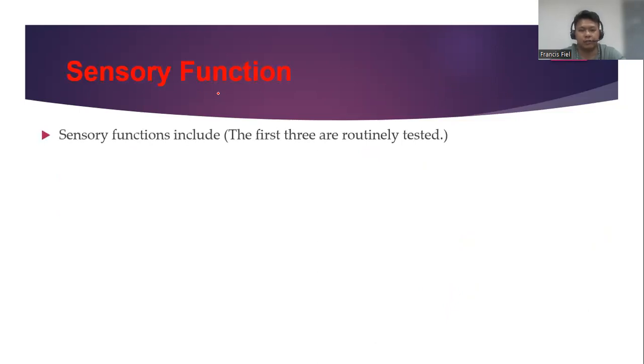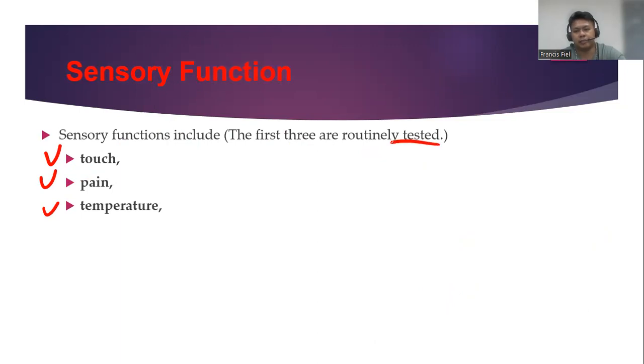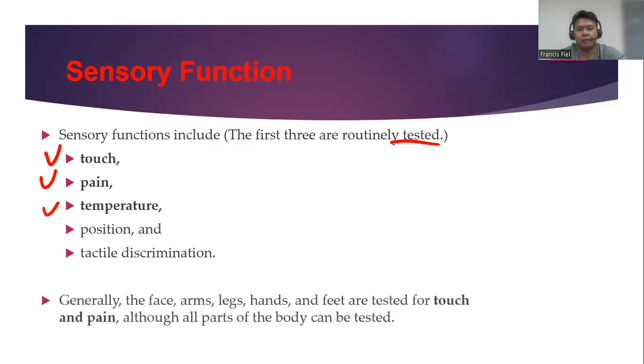Alright? Sensory functions. So, sensory functions include the first three that are routinely tested: touch, pain, and temperature. Sila yung mga tinitest parati. Others are position and tactile discrimination. Now, saan ba nagtitest usually ng touch or pain? It's usually in the face, arms, legs, hands, and the feet of the patient. Pwede naman all parts can be tested, but the common ones are the arms, legs, face, hands, and the feet. All right?